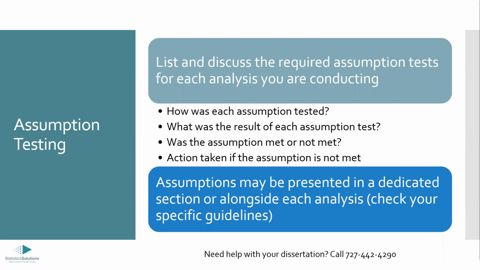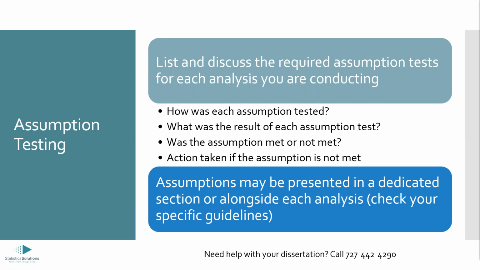So for instance, if you're doing a t-test, you may need to test the assumptions of normality and homogeneity of variance. So you want to discuss, how are you testing normality? Are you using a test like a Shapiro-Wilk test? Are you using a visual method such as a histogram? Are you doing some other method to test for normality?